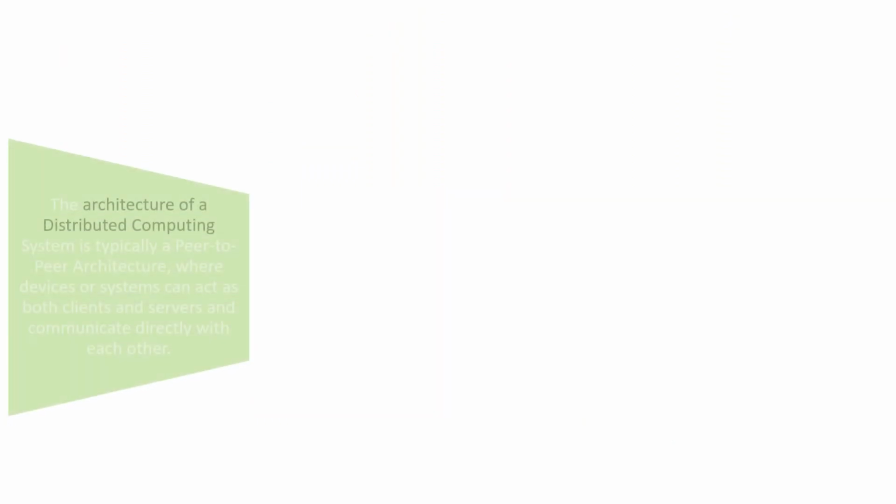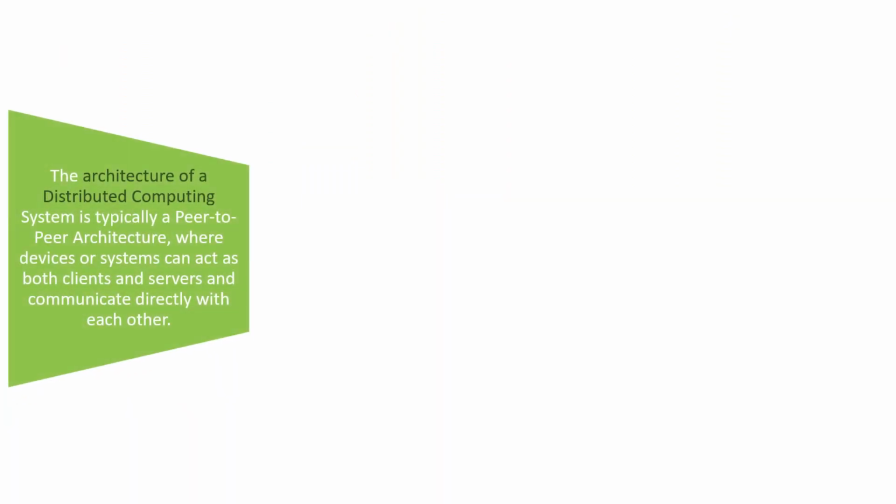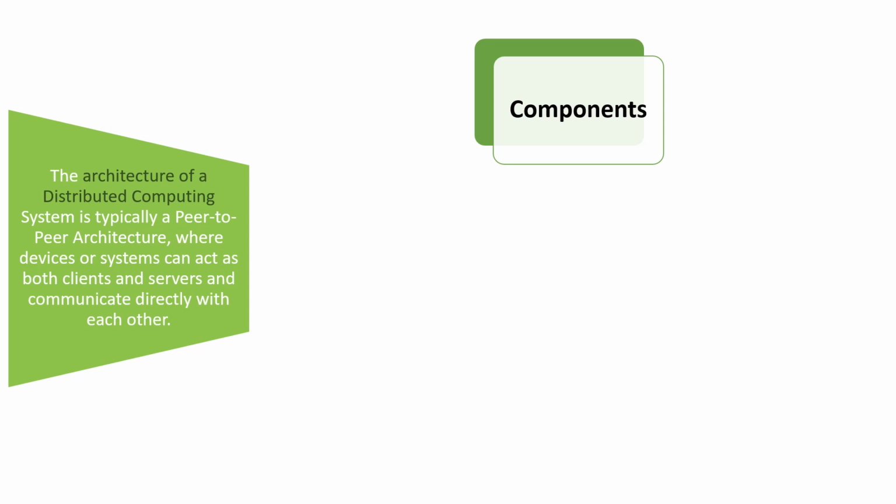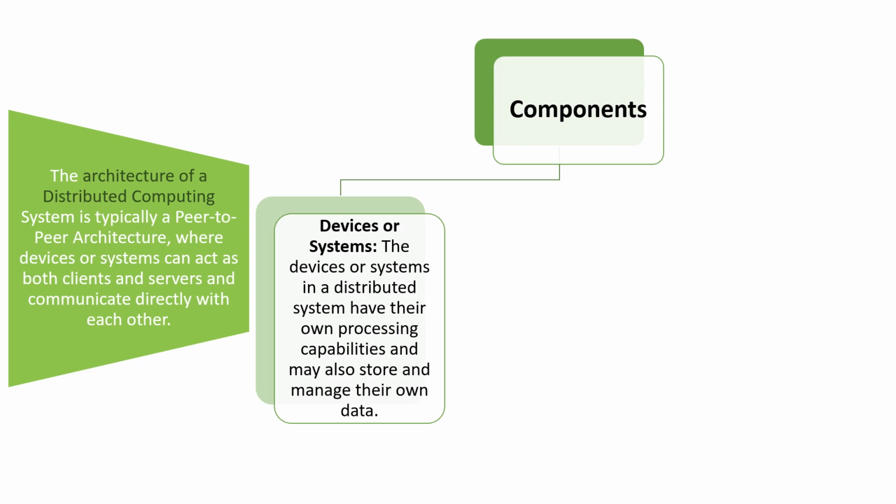And we can see the architecture of this distributed computing system is typically a peer-to-peer architecture, where this architecture means that the devices or systems can act as both clients and servers and communicate directly with each other. So this is what the architecture of distributed computing follows.